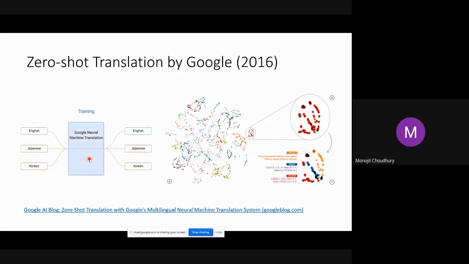So it almost looks like a universal semantics. This model is learning a language independent universal semantics. So any language you put in there, it will start working. Of course you have to have some training data to put in there. Yeah. So this was the initial idea in 2016.